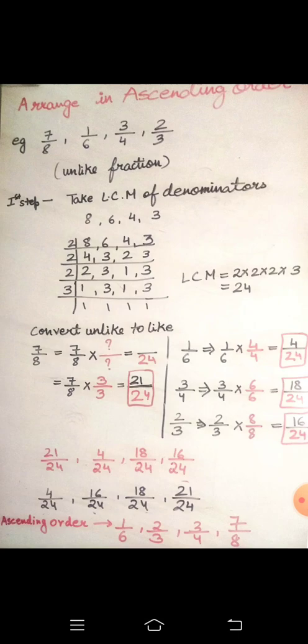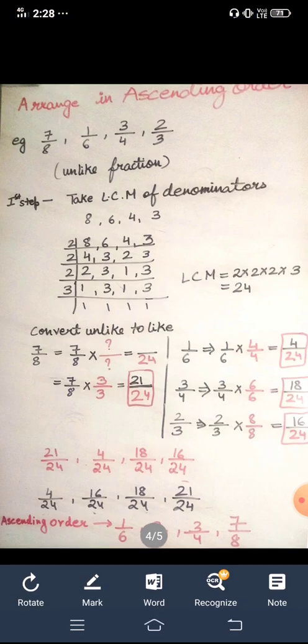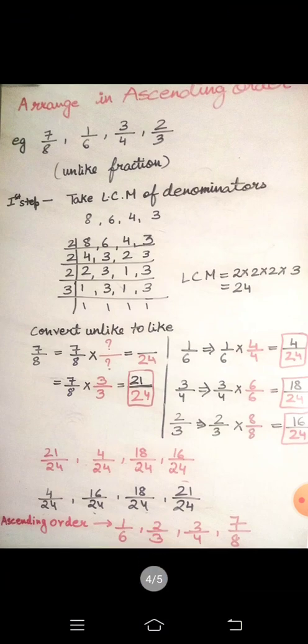Once you have written them, now write them in ascending order. Ascending means small to big. So I have arranged it 4 by 24, 16 by 24, 18 by 24, 21 by 24. Now the answer is not finished. We have to see the original fractions which were given in the question. So 4 upon 24, if you see correctly, is 1 by 6. See the question? Yes. 16 by 24 is 2 by 3. Very good. 18 by 24 is, tell me, yes, it is 3 by 4. And 21 upon 24 is 7 by 8. So the ascending order of the fractions is this.